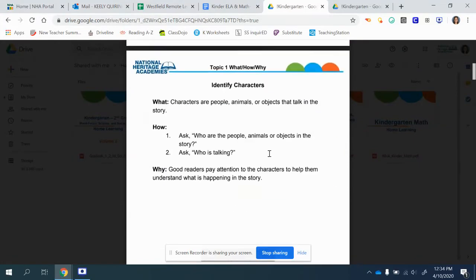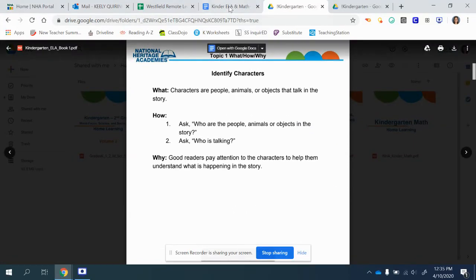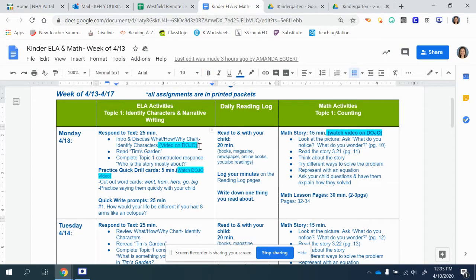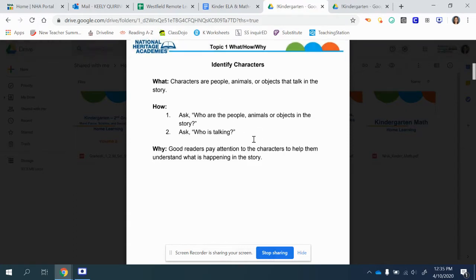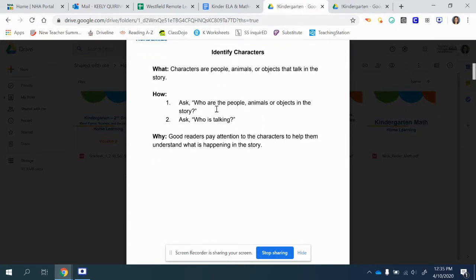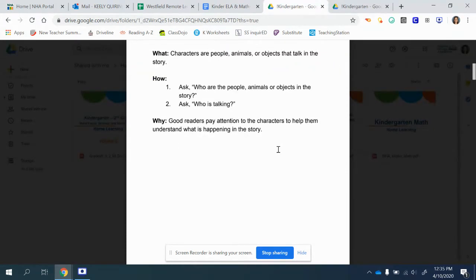So I'm going to go down here. Here is the what, how, why. This is the part on my outline that has intro and discuss. So this is what I'm basically going to be doing a video about for the kids, saying characters are people, animals, or objects that talk in the story. How I can figure that out is by asking who are the people, animals, or objects, and then who's talking. And I'm doing this because good readers pay attention to the characters to help them understand what's happening in the story.